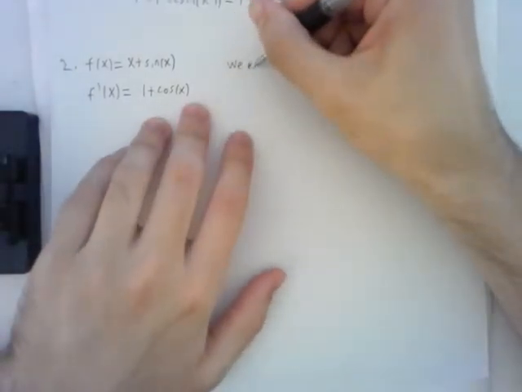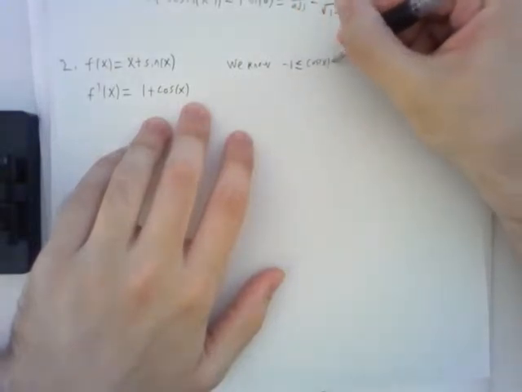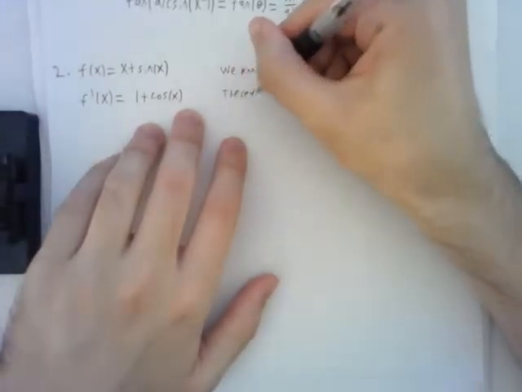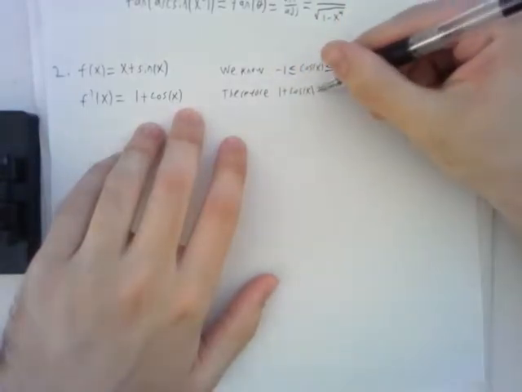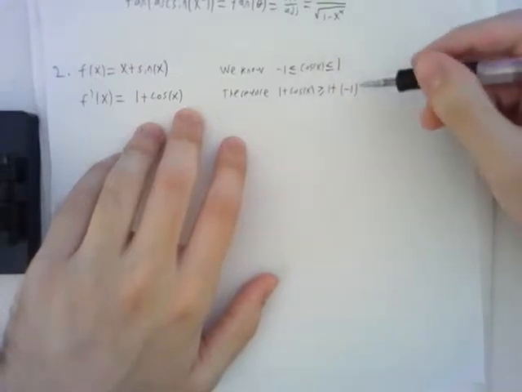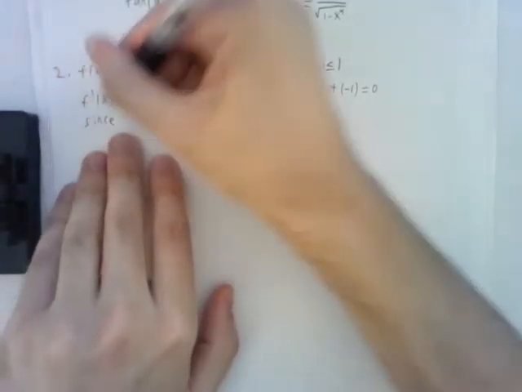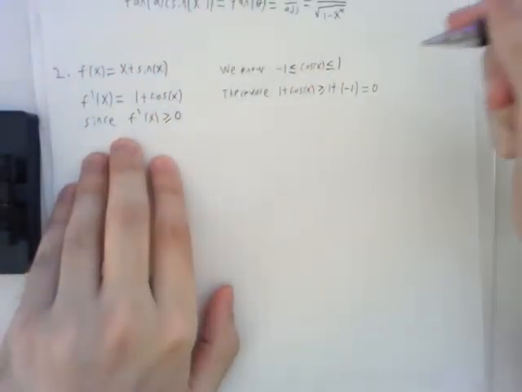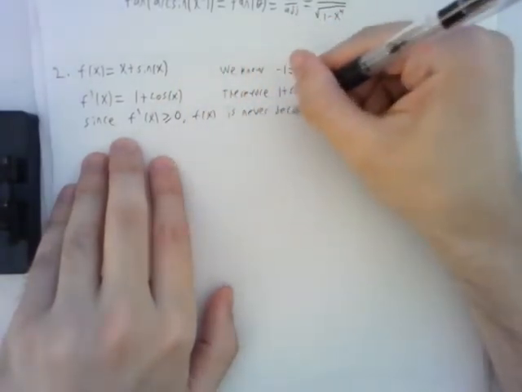Now we know negative 1 is always less than or equal to cosine of x, which is always less than or equal to 1. So therefore, 1 plus cosine of x is always greater than or equal to 1 plus the smallest value that cosine can take, which is negative 1, which is equal to 0. So since f prime is always greater than or equal to 0, f of x is never decreasing.